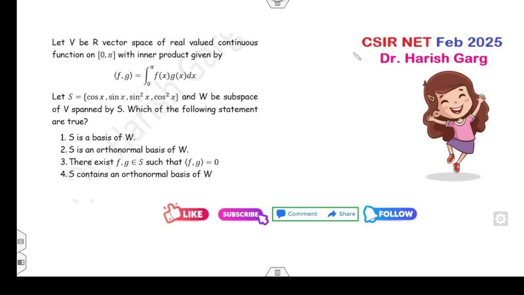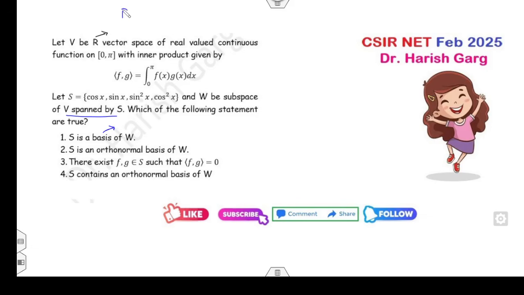Look at the next one. V is the real vector space of real-valued functions defined with the inner product. S is the set of 4 functions. W is the subspace spanned by S. Which of the following statements are true?